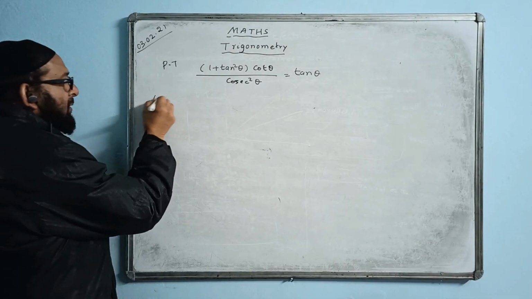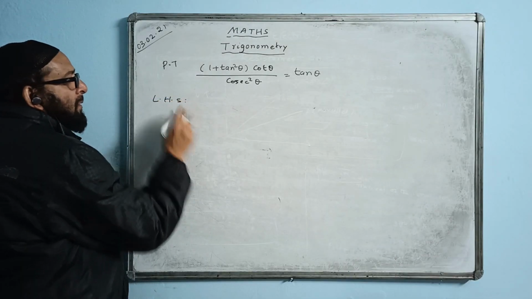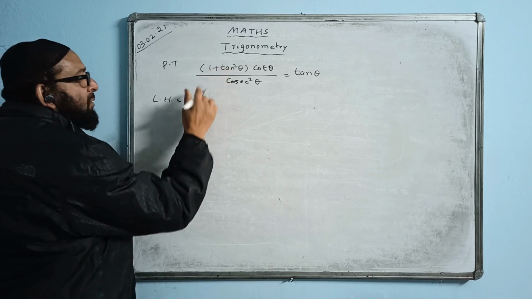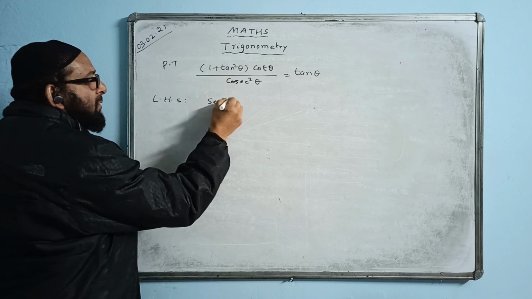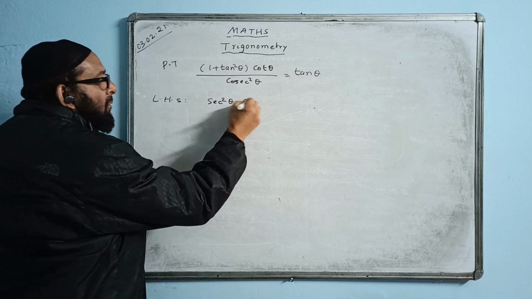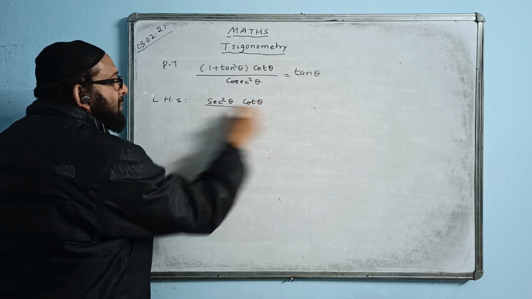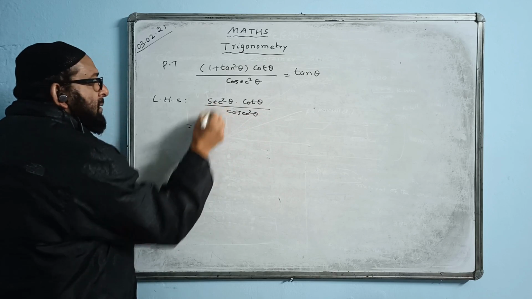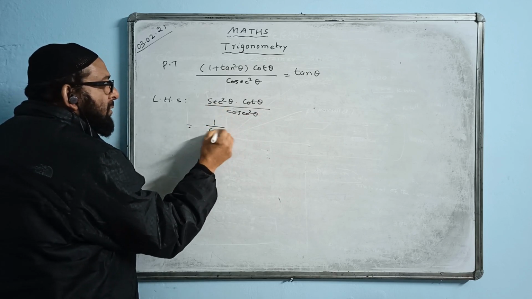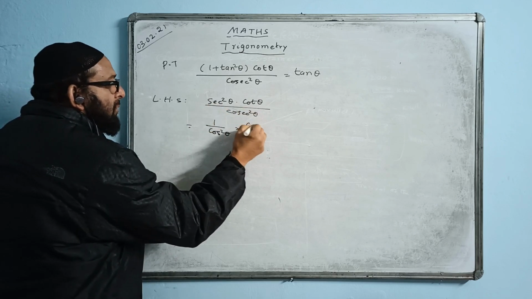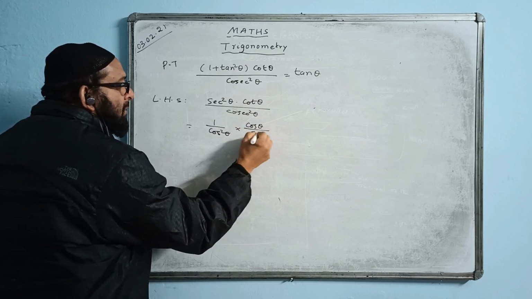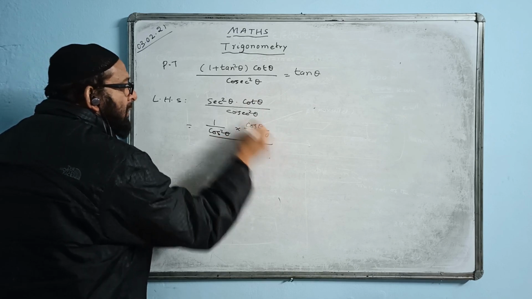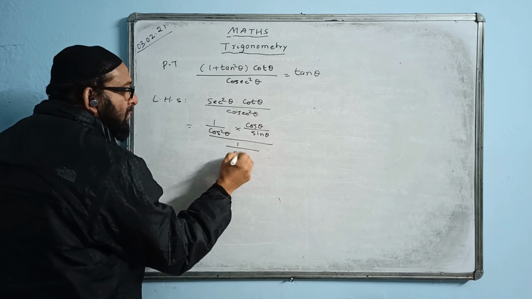Take LHS first. 1 plus tan square theta, direct formula is sec square theta. Cot theta for the time being will keep as it is. Cosec square theta will also keep as it is. Sec square theta, write 1 by cos square theta. Cot theta, write cos theta by sin theta. And cosec square, write 1 by sin square theta.